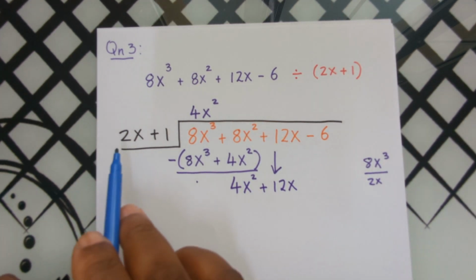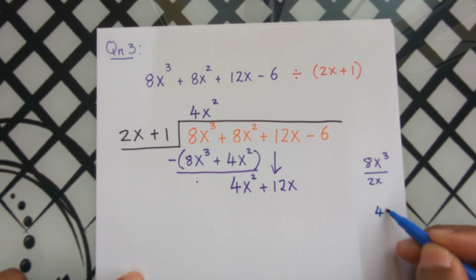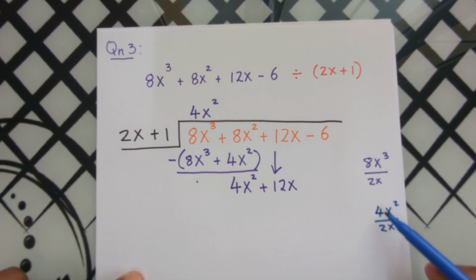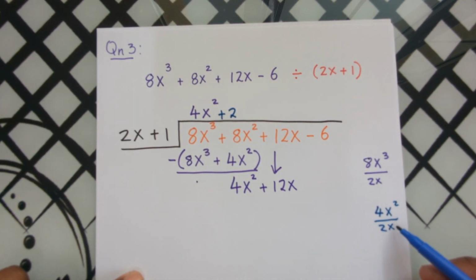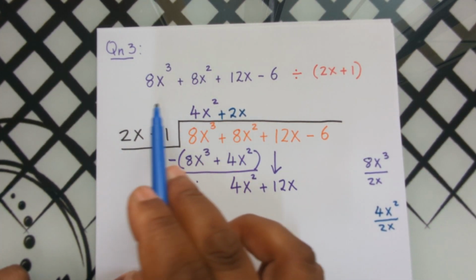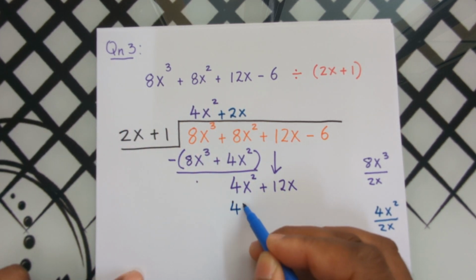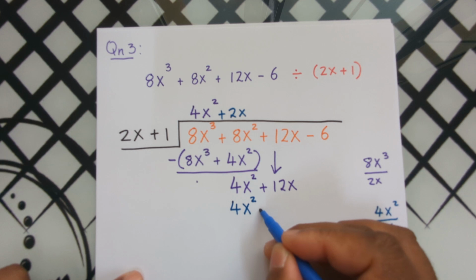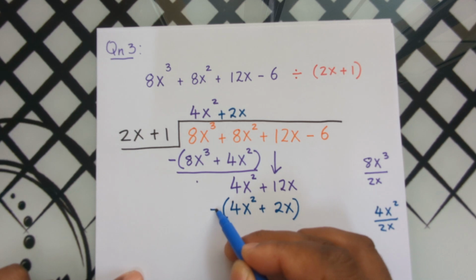Now let's carry on by dividing 4x to the power 2 divided by 2x. 4 divided by 2, that's 2. So we have positive 2. X to the power 2 divided by x, that's x. So let's put our x here. And we multiply 2x multiplied by 2x. It will give you 4x to the power 2. 2x multiplied by 1, it will give you 2x. Put our brackets and subtract.